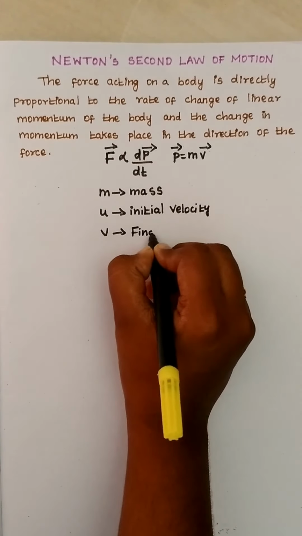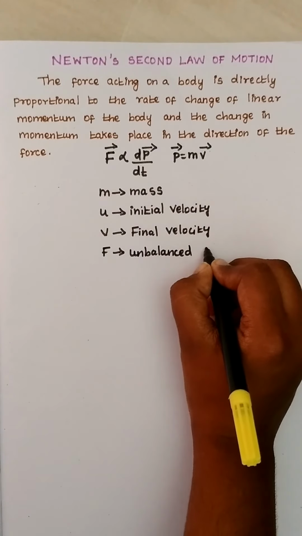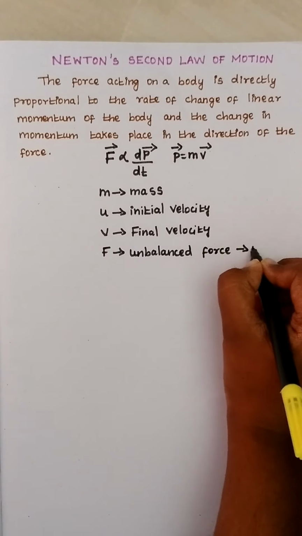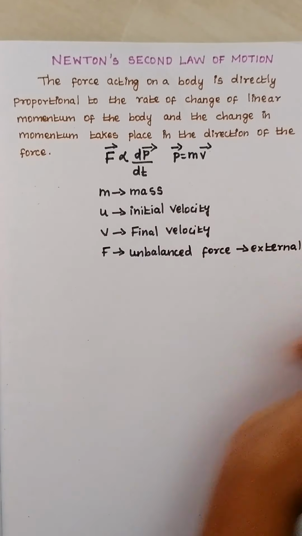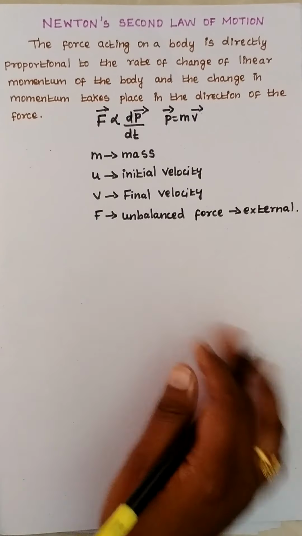So what is F? F is unbalanced external force. We know two types of forces are there. One is balanced force and another one is unbalanced force. In this, F is unbalanced force. That is also an external force, unbalanced external force. So in this case we are going to calculate what is the initial momentum and final momentum.